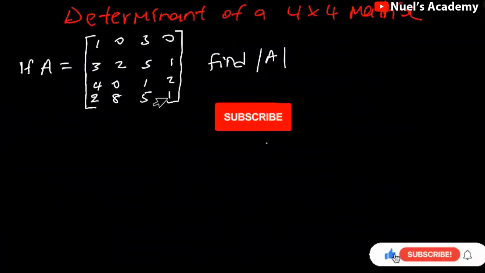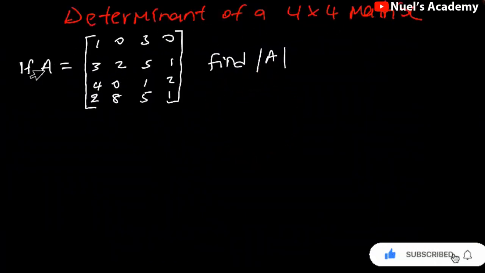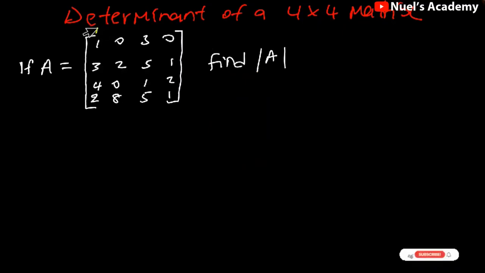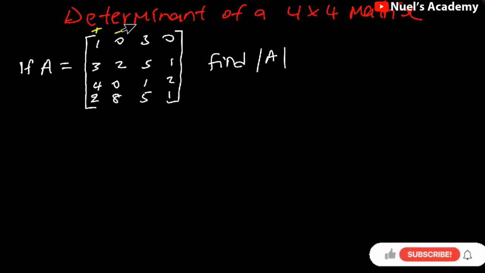In this lesson, we're going to learn how to calculate the determinant of a 4x4 matrix. We're given this matrix A and we're going to find its determinant. So let's start by assigning sign conventions here. We have plus, minus, plus, and then minus.